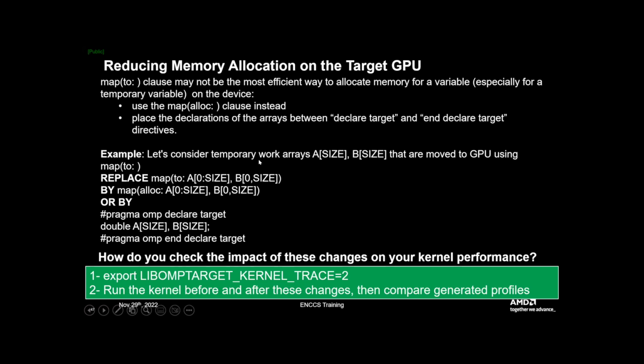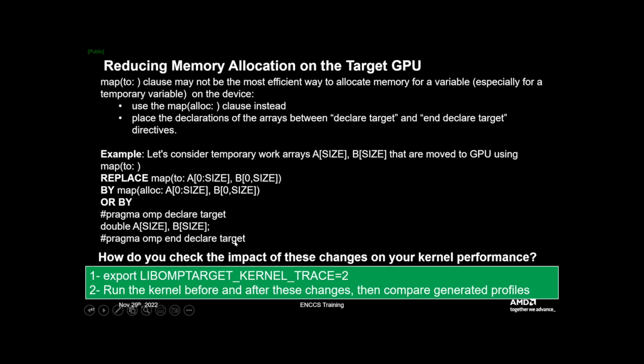Another example is, let's consider temporary arrays A and B that move data to the GPU using map to. You can replace map to by map alloc if you know exactly what these arrays are doing. Because they are temporary arrays, you don't have to move them. If it's a temporary array and it is just for storing some data that is computed on the fly on the GPU, you don't have to do map to. You just need map alloc. Or you can replace this by OMP declare target and OMP end declare target.